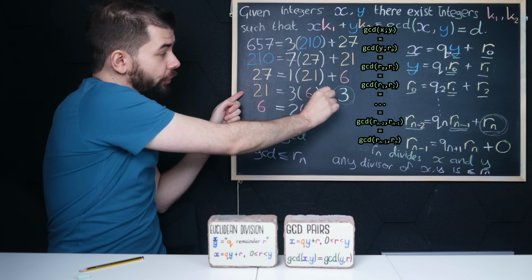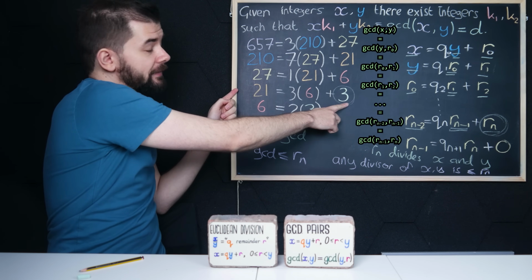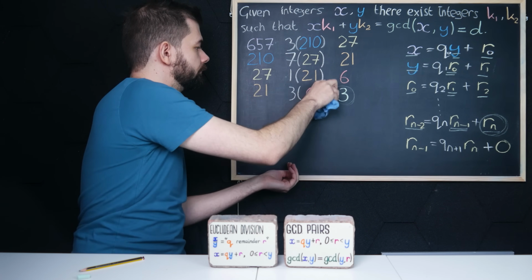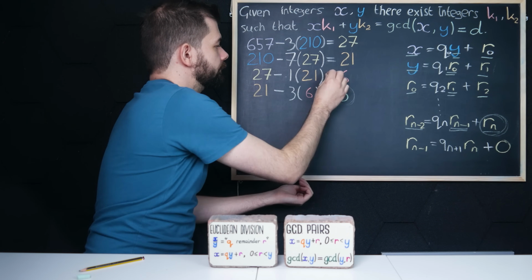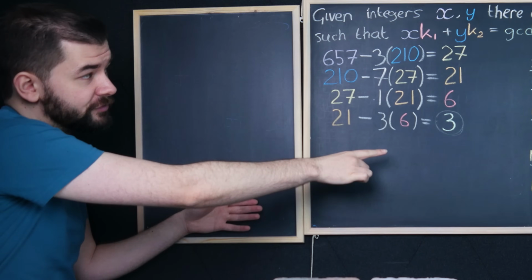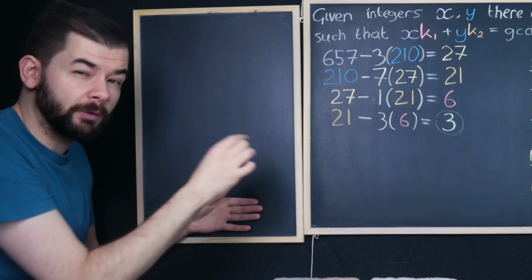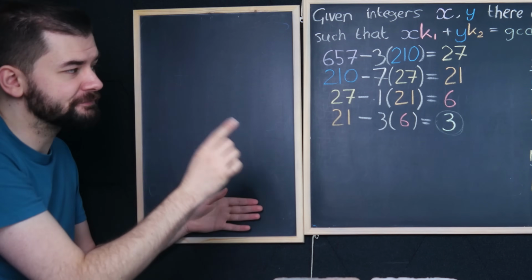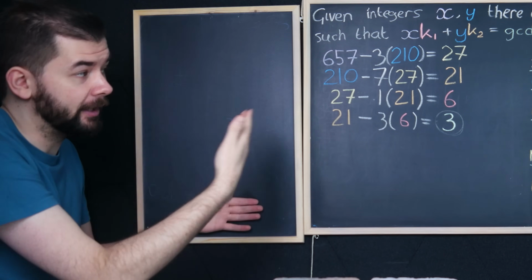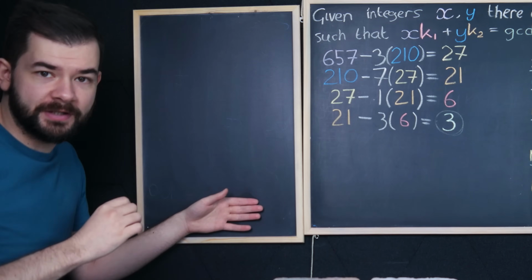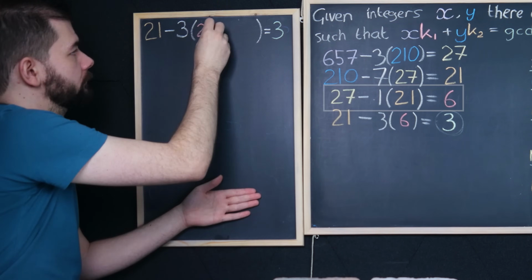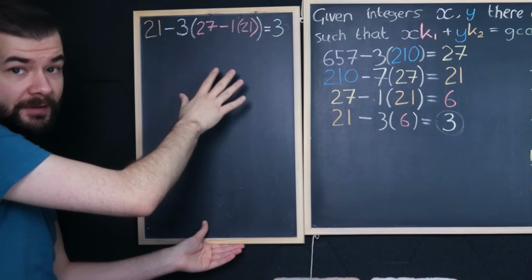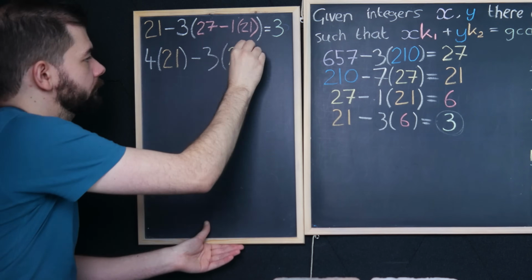Now all we need to do is unpick all of these steps to write the greatest common divisor in terms of the original numbers. First, I'm going to rearrange all of these to make these remainders the subject of each equation. Now remember, we want 3 in terms of 657 and 210. We've currently got 3 in terms of 21 and 6, which we don't want. But we do have 6 in terms of 27 and 21 in terms of 210 and 27. So starting with this bottom equation, we can rewrite 6 as 27 subtract 1 of 21. And now if we expand and simplify this, we essentially have 4 21s subtract 3 27s.